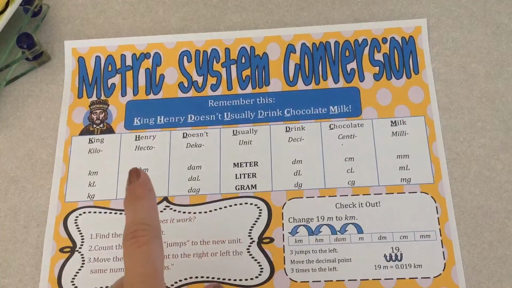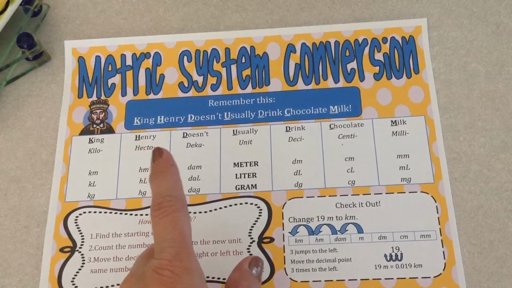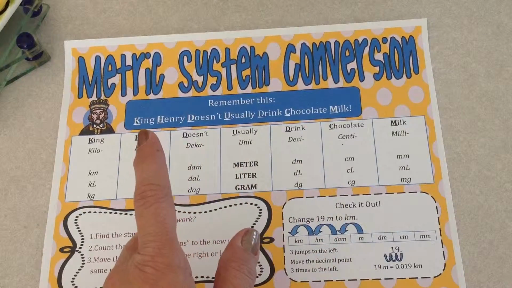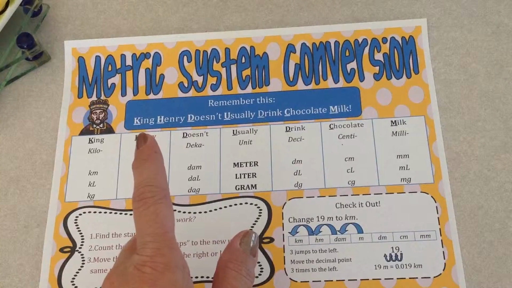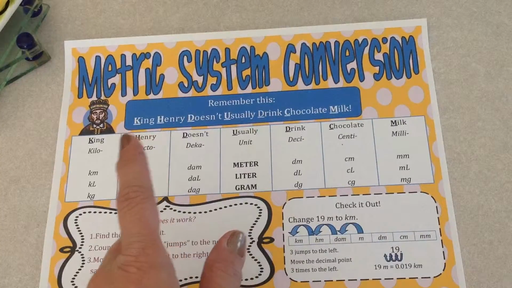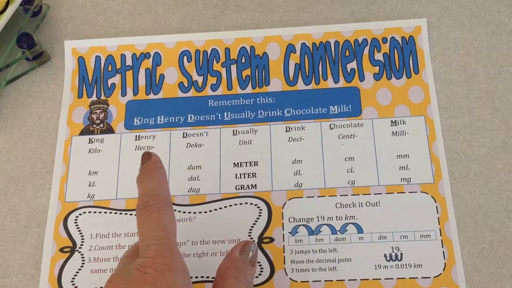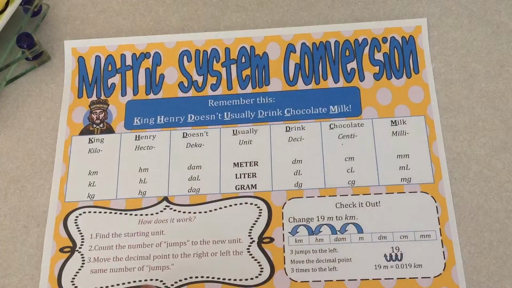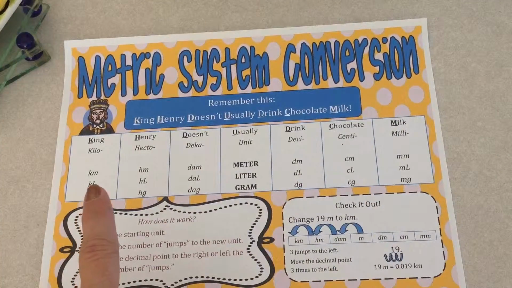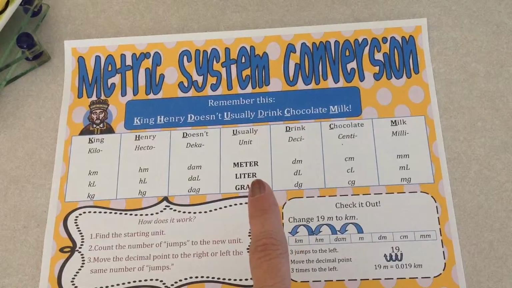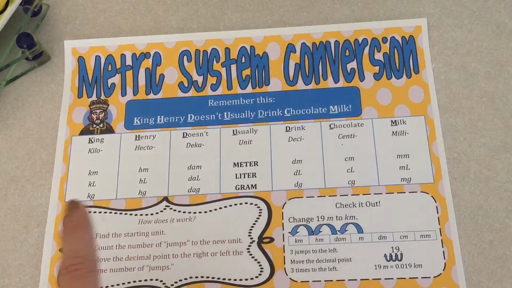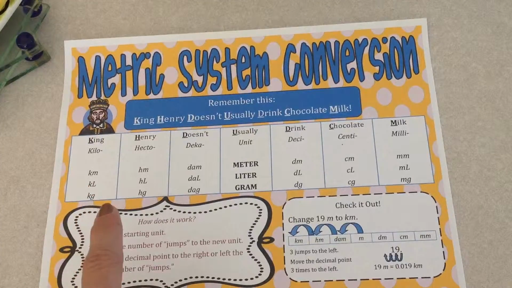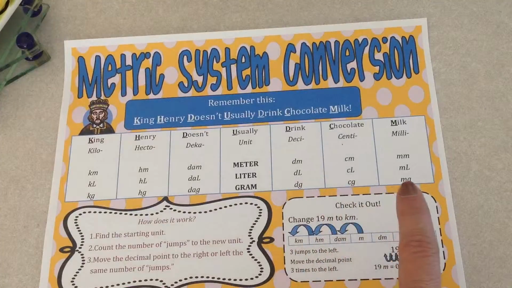What I like most about this is it has a mnemonic: King Henry doesn't usually drink chocolate milk. And that allows us to recall the metric measurement prefixes. In this case, King stands for kilo, Henry stands for hecto, D, U, D, C, M, and so on. It also lists the individual measurements. Here's the unit of measure, a meter, a liter, a gram, and the prefixes are kilo: kilometer, kiloliter, and kilogram, and that's done across all of the measurements.